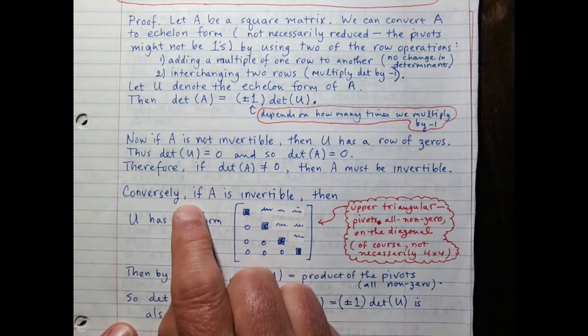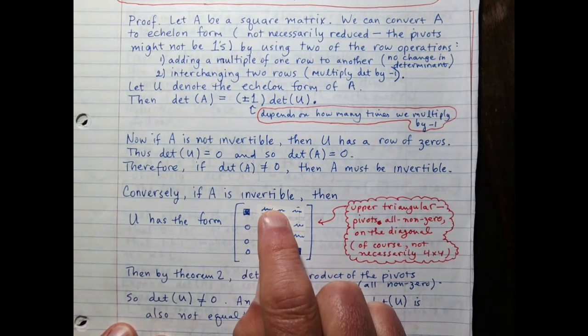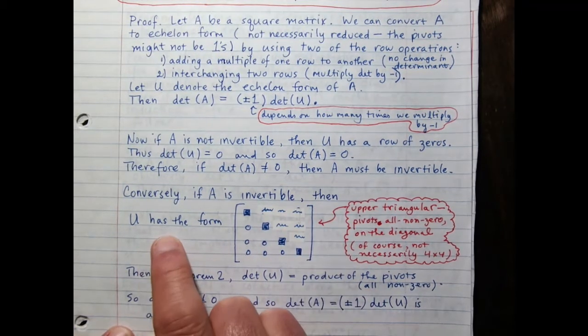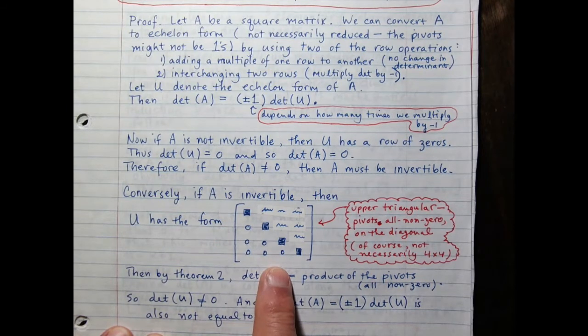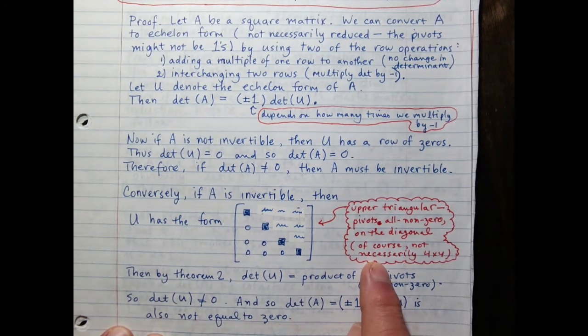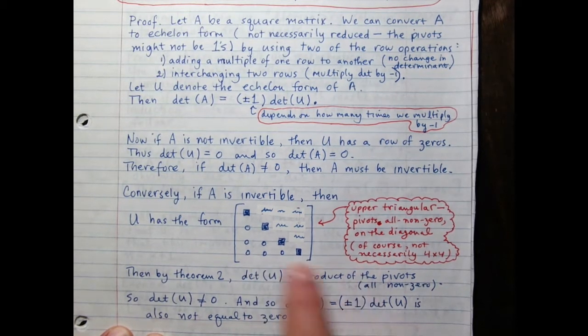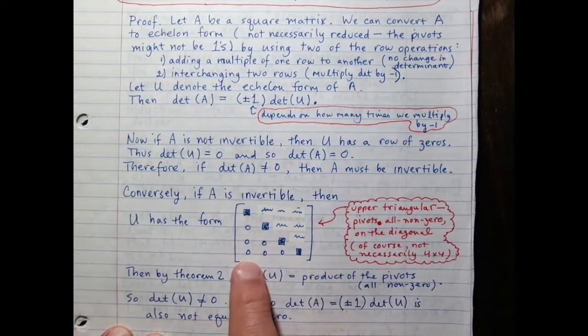Now, conversely, what if we know A is an invertible matrix? Then we know that the echelon form of A will have this kind of a form, which is upper triangular. The pivots are all non-zero. We're not worried about 1s here again. Pivots are all non-zero on the diagonal, of course. It's not necessarily 4 by 4. This is just meant to represent the general situation, but the size could be any size n by n.